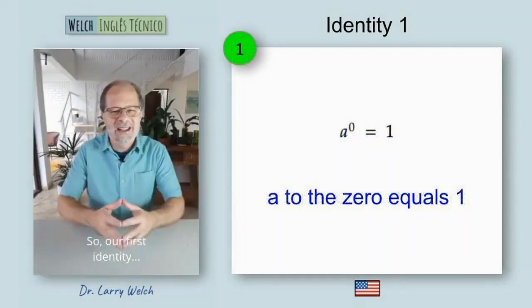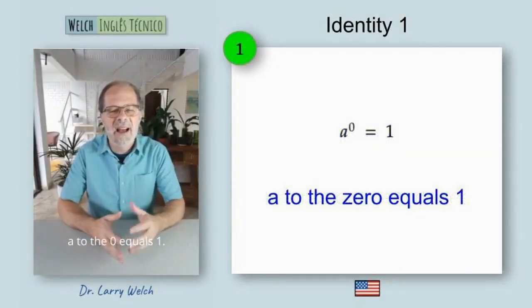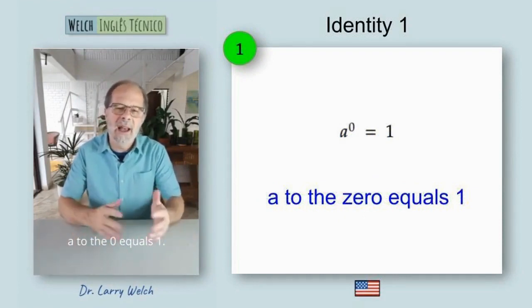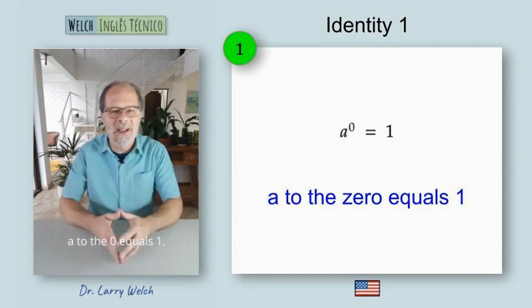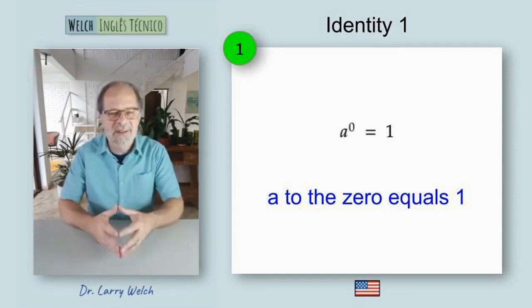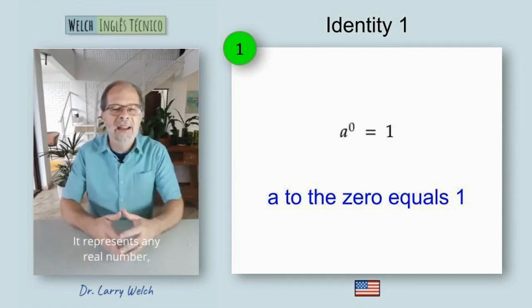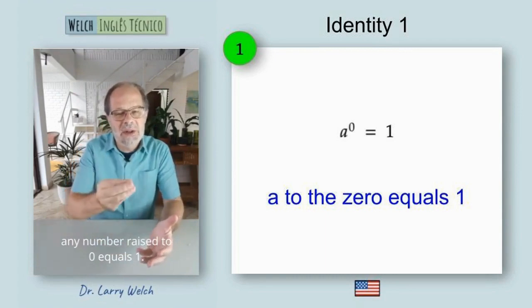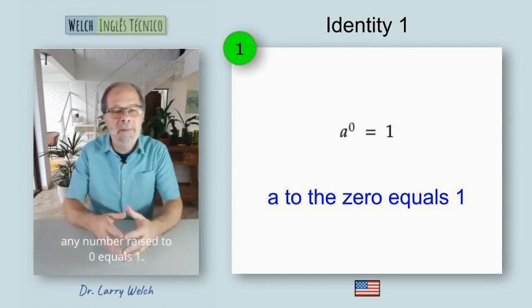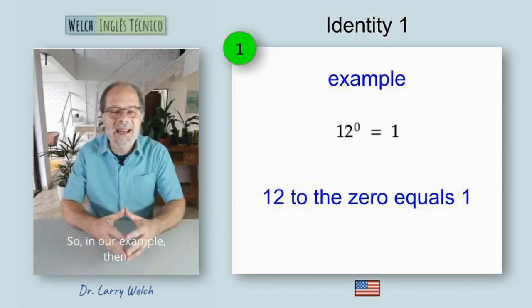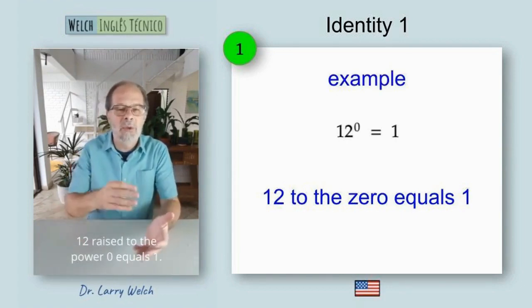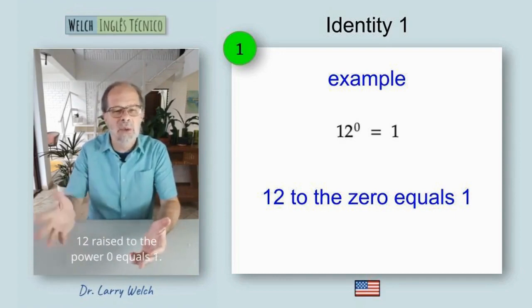So our first identity, a to the 0 equals 1. A is a variable. It represents any real number, and it says that any number raised to 0 equals 1. So in our example then, 12 to the 0 equals 1. 12 raised to the power 0 equals 1.